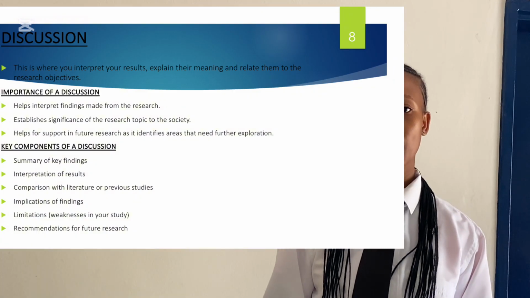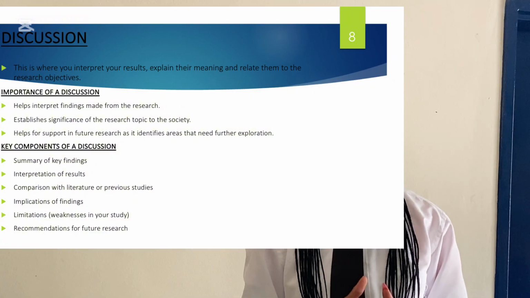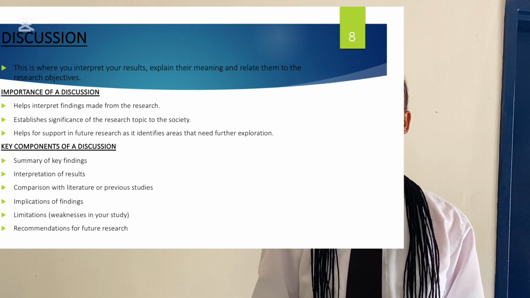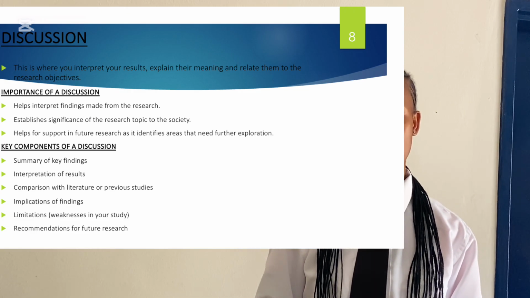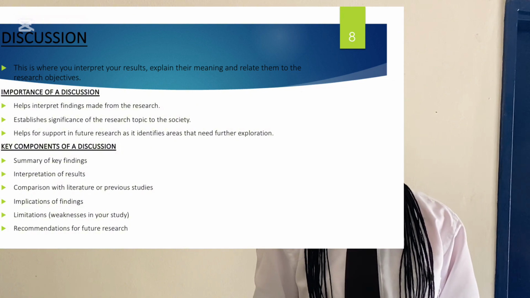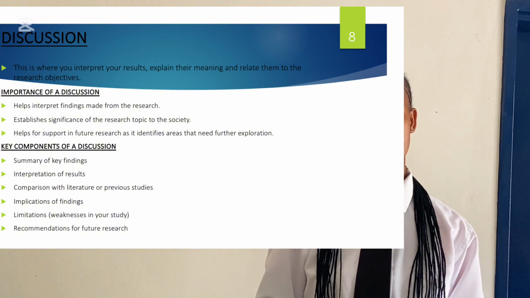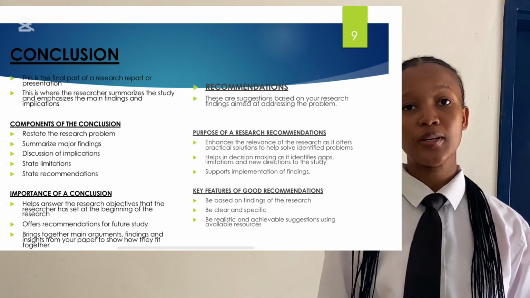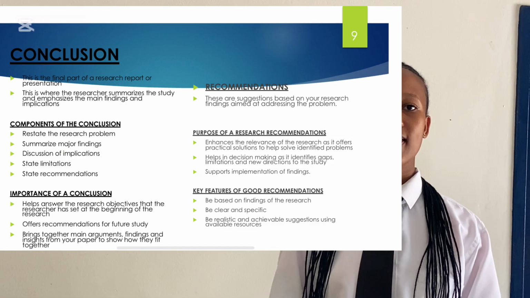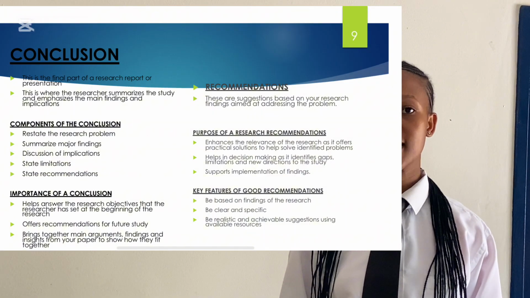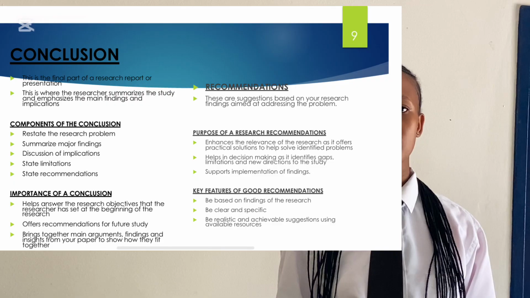Moving on to the key components of a discussion. These include the summary of key findings, the interpretation of results, comparison with literature or previous studies, implications, limitations, which are the weaknesses of the study, and lastly, the recommendations. Next, we have the conclusion. This is the final part of the report or presentation. This is where the researcher summarizes the study and emphasizes the main findings and implications of the research.